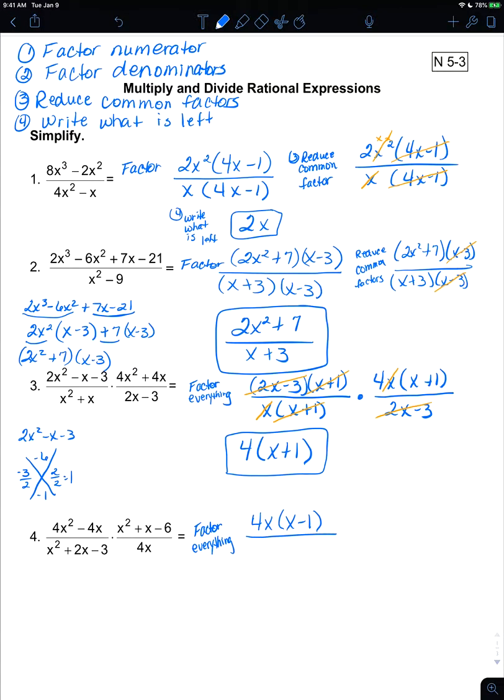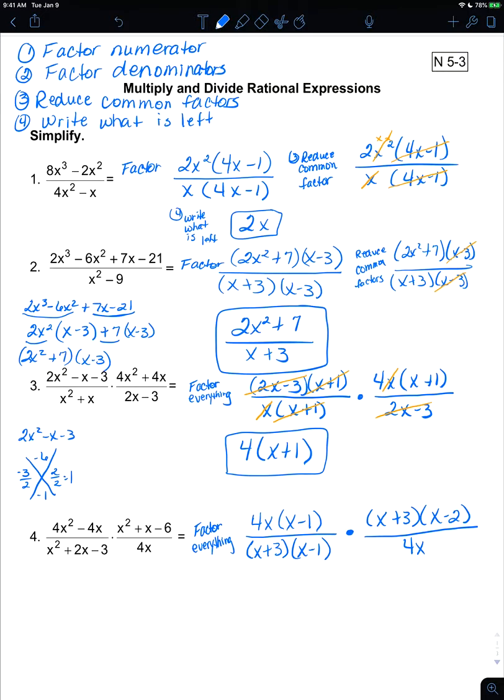X squared plus 2x minus 3. If you need to use big X on that, that's fine. It's going to factor to x plus 3 times x minus 1 times, all right, x squared plus x minus 6. Again, you can use big X. It's going to factor to x plus 3 times x minus 2. Remember, you can pause the video and factor these out on your own, or make sure that you know how to factor to just get the hang of that again.